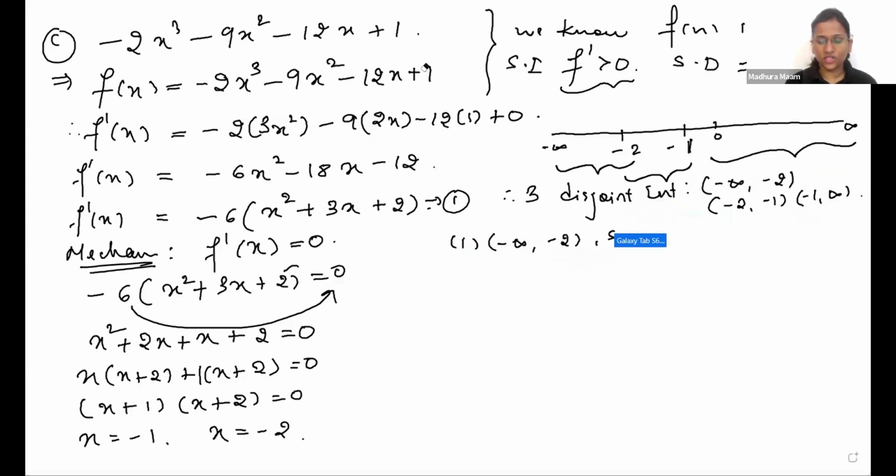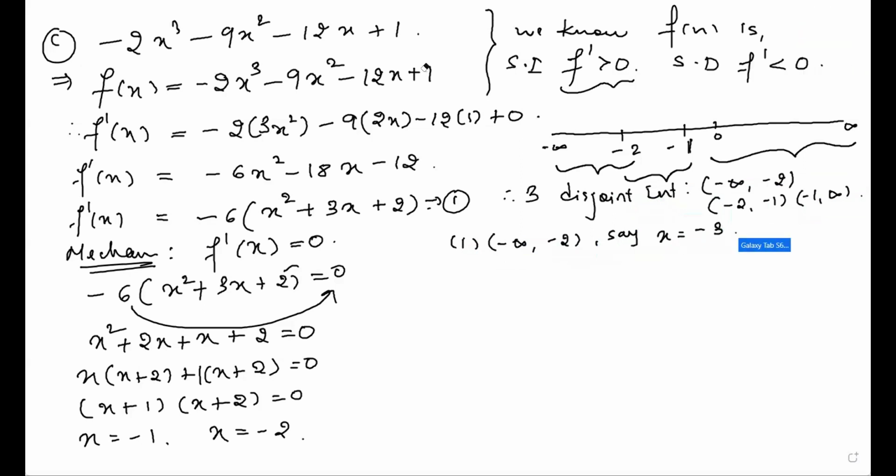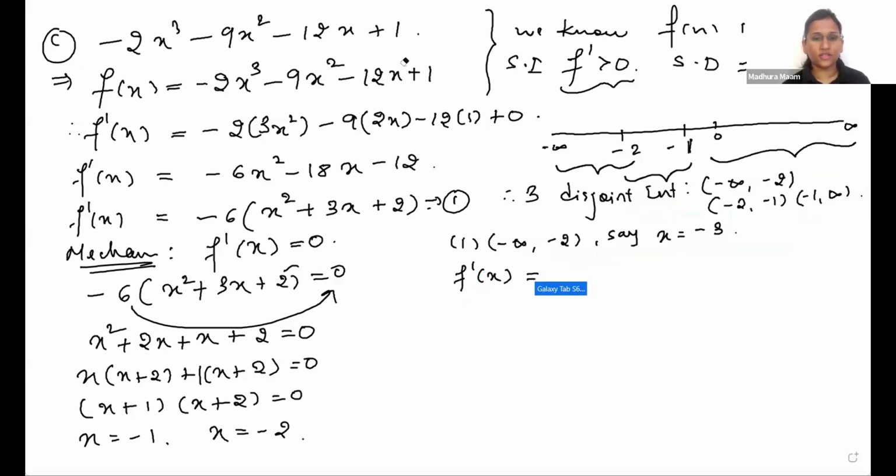From this, whichever value you want, you can take. Tell me which value I shall take from minus infinity to minus 2. Shall I take minus 3? Yes, ma'am. Okay. So now let us substitute this in f dash. Where is your f dash? This, equation 1, correct? So this minus 6 as it is. Little bit calculation I will do directly here.